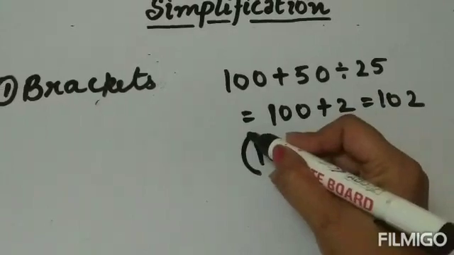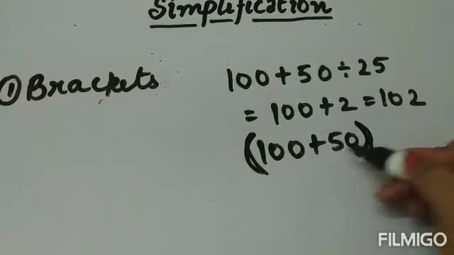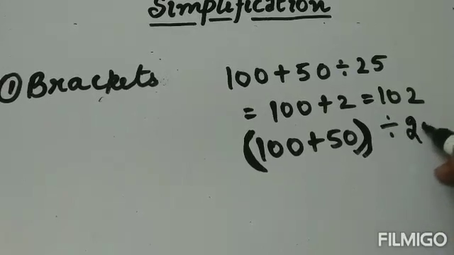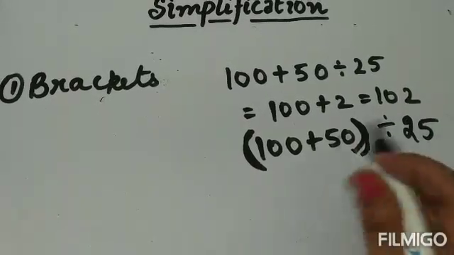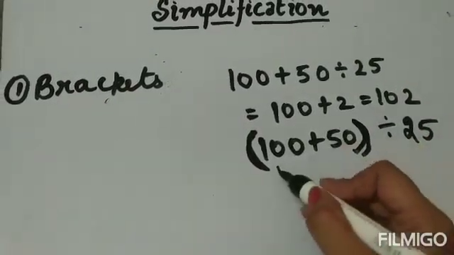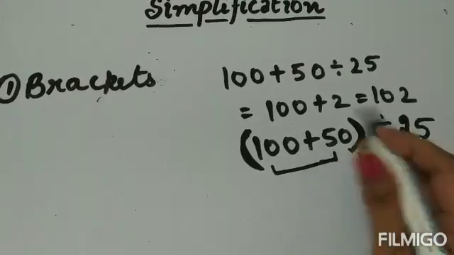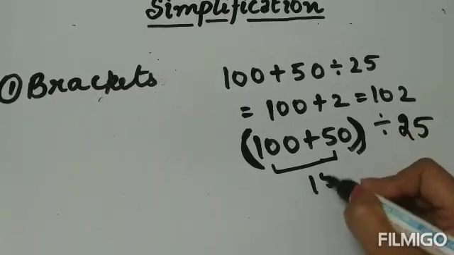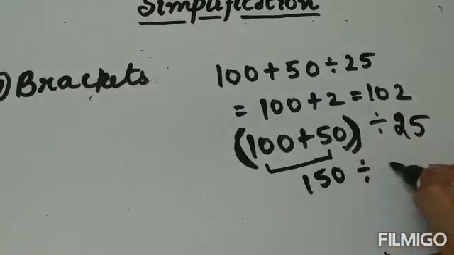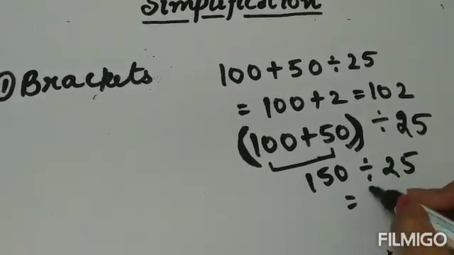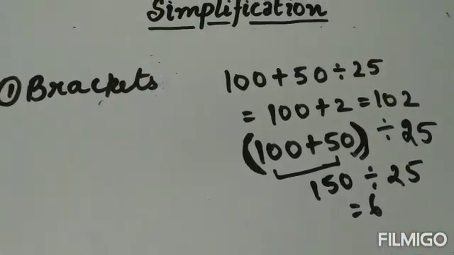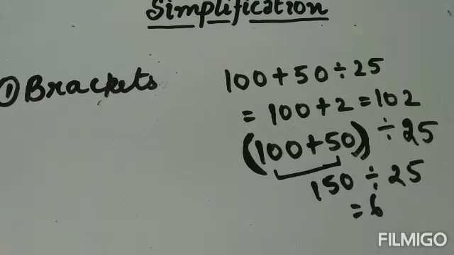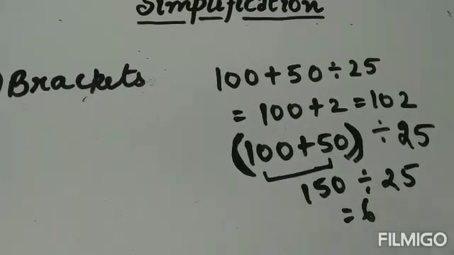But if I put 150 in a bracket, this is bracket. Okay, this is called bracket, and divide by 25. Then what we do, first of all we will solve this portion within the bracket, and after that we will divide. So this will be 150 divided by 25, which is 6. Okay, so when we want to put a particular operation before others, we put it within the brackets.